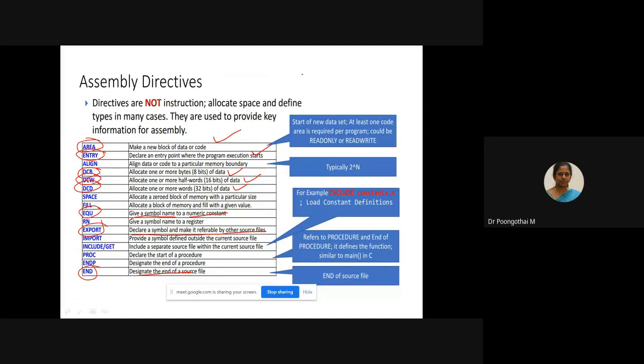So in our lab, we are going to use these assembler directives to access your 32-bit variables. That is DCB, DCW, DCD, and EQU.